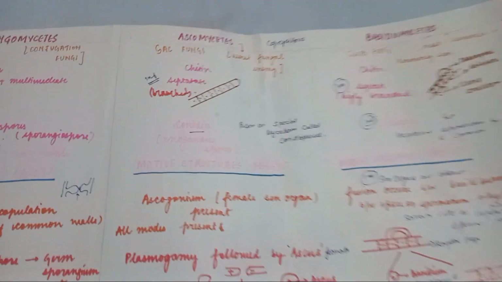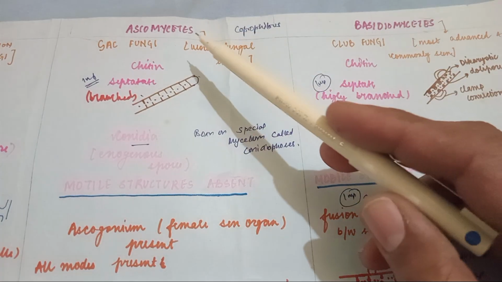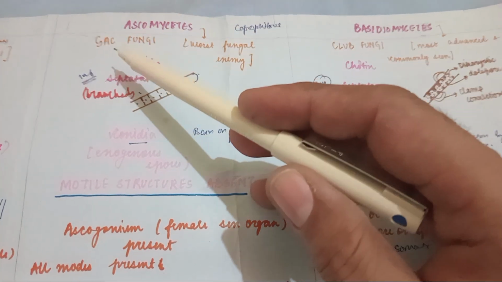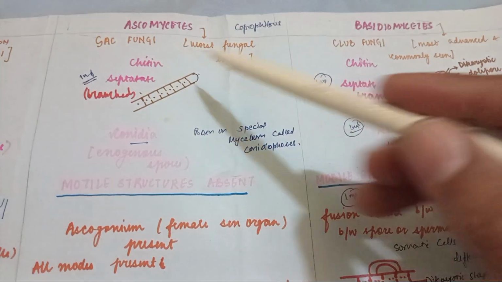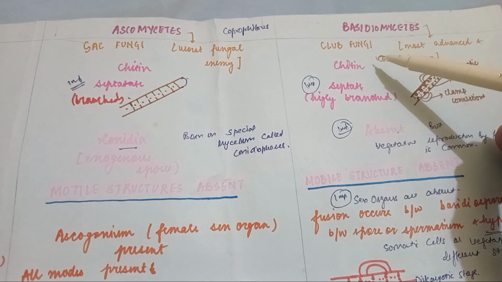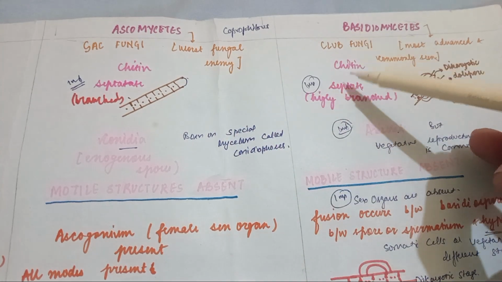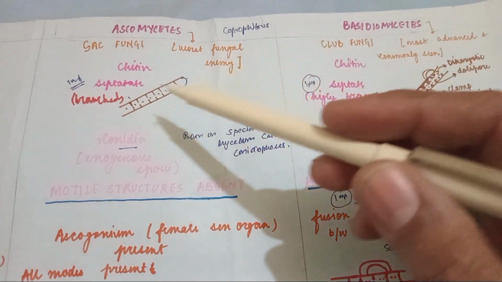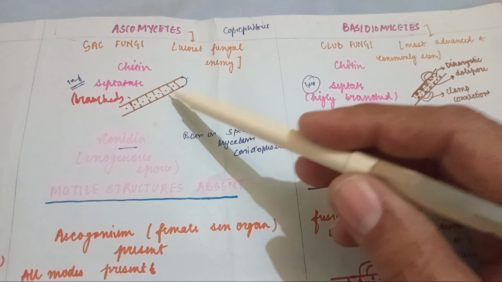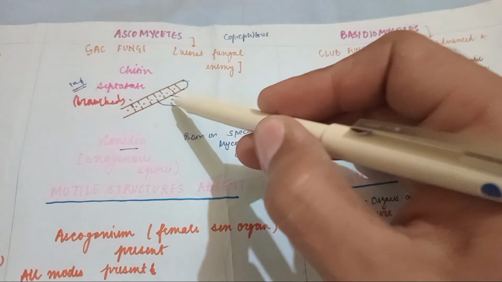Here the second comparison is between the other two classes, which are Ascomycetes and Basidiomycetes. The Ascomycetes are called the sac fungi. The Basidiomycetes are called the club fungi. The cell wall in both is made up of chitin. The hyphae in both are septate and branched.